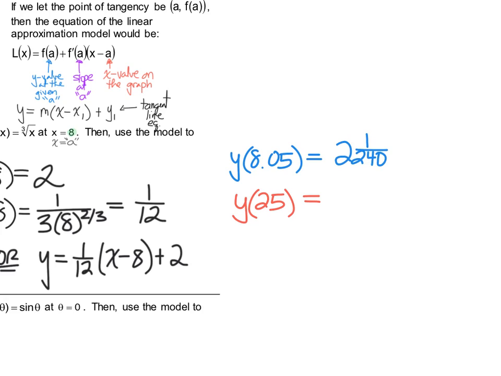But that's because 8.05 is very close to 8. But 25 is nowhere near 8. So if I put in a 25 here, I'm going to get 17/12ths. That's 1 and 5/12ths. So this would be like 3 and 5/12ths. I just fired that off real quick, so I'm not 100% sure. 25 minus 8 is 17, 17/12ths. So the ones with 5 left over, so 1 and 5/12. I think it's right.